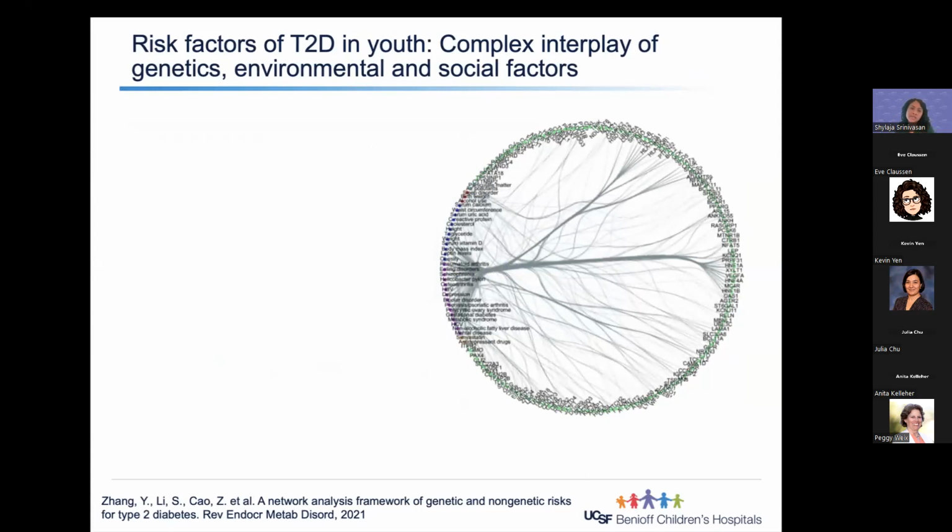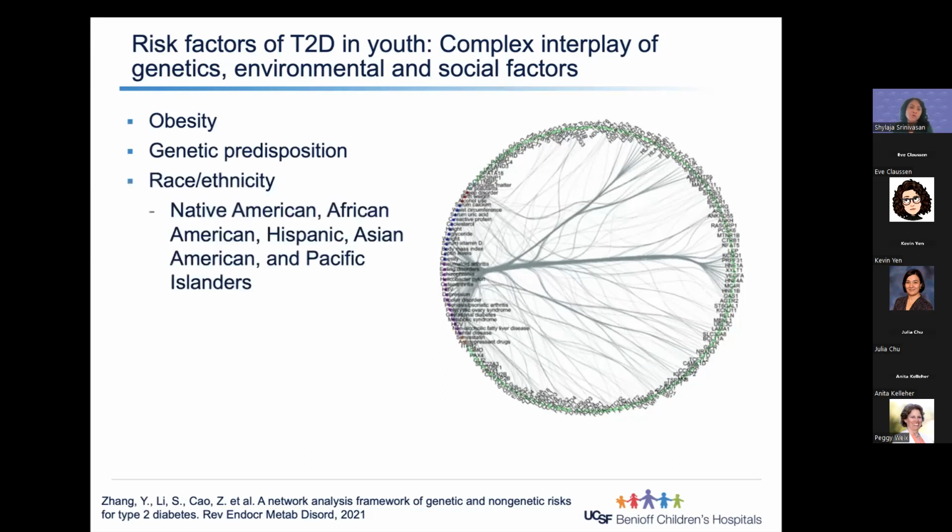So when we look at individual risk factors, obesity is by and large the single largest risk factor for the development of type 2 diabetes in children, and probably the reason why we're seeing such high rates of pediatric type 2 diabetes in recent years. But obesity is definitely not the only reason why an individual is at risk for diabetes. So genetic predisposition definitely plays a role.